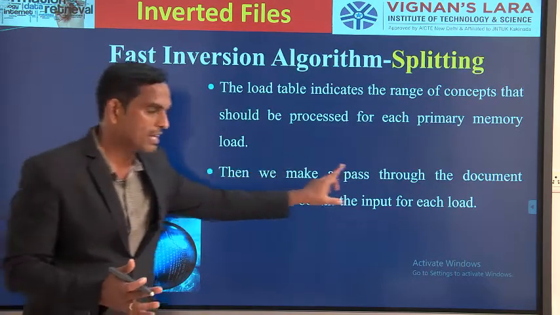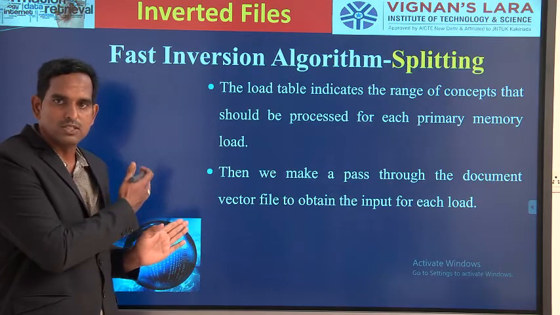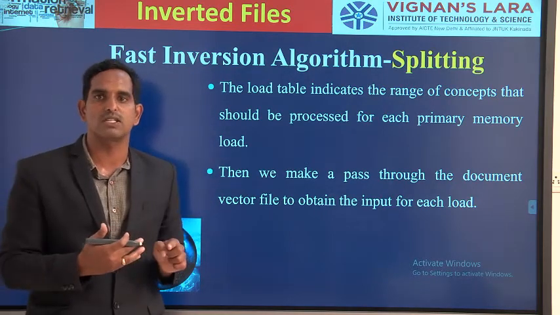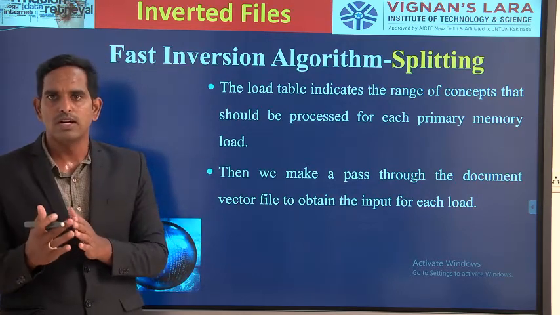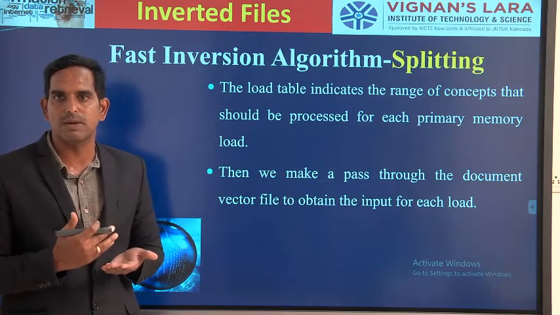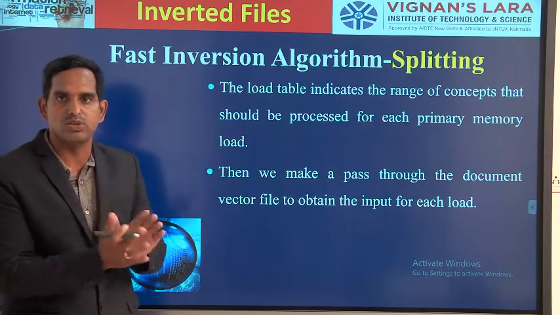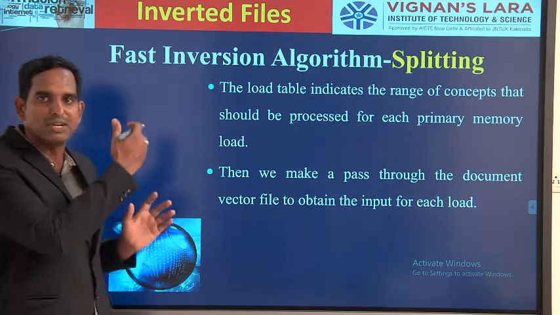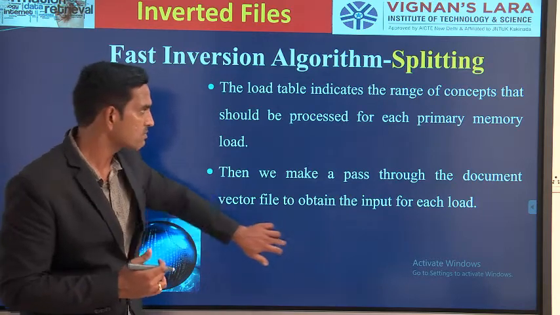Then we have to make a pass through the document vector file, whatever you have seen in the previous step. We take the document vector file, make one pass from the starting to the ending, and create one load according to the load file. You have to create all the loads in a similar manner so that you can split the document vector file into a set of memory loads. So the second step is about splitting the document vector file into memory loads.